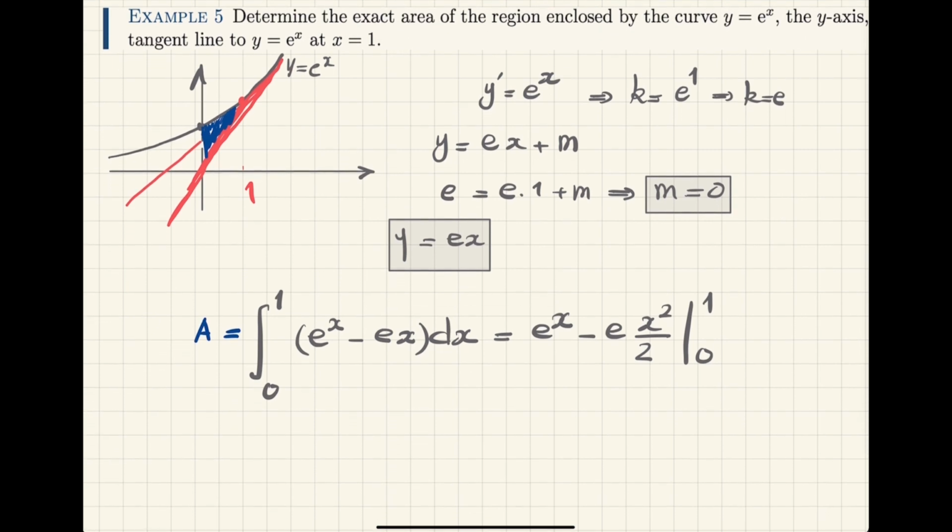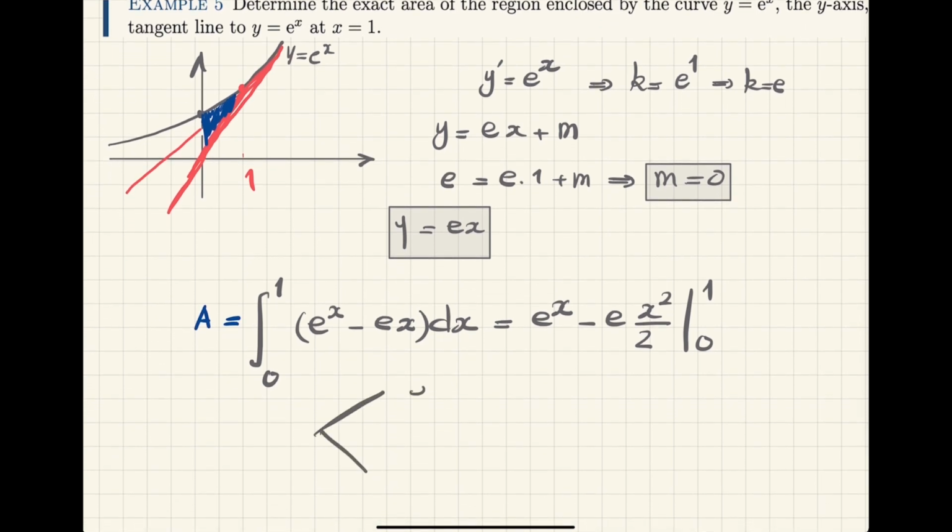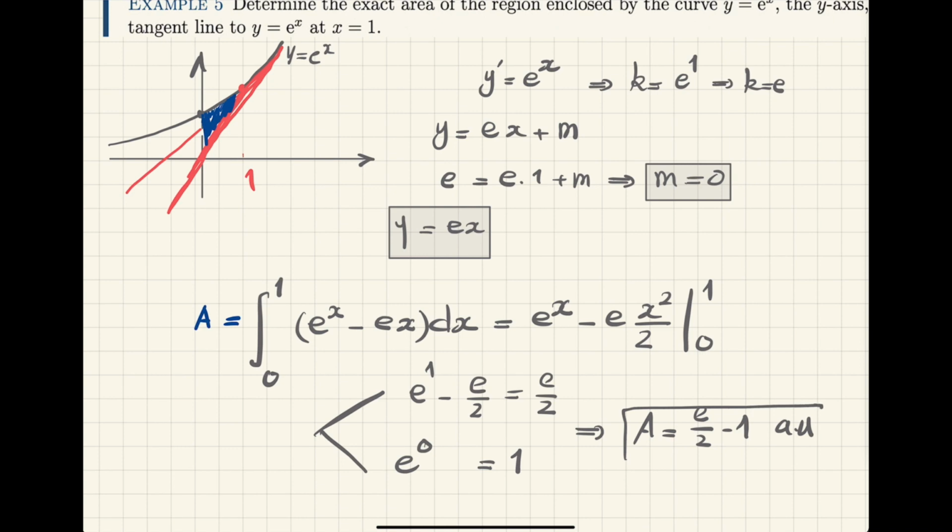If I put in 1, it becomes e to power 1 minus e over 2, so it becomes e over 2. And if I put in 0, e to the 0 is 1, and then I subtract them. So the area is equal to e over 2 minus 1 area units. Okay, so is that understandable?